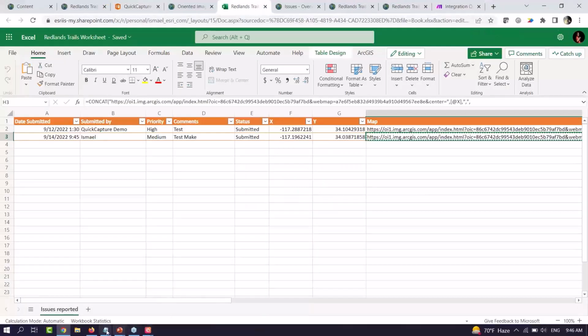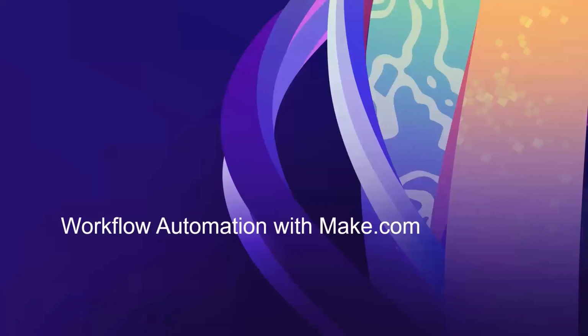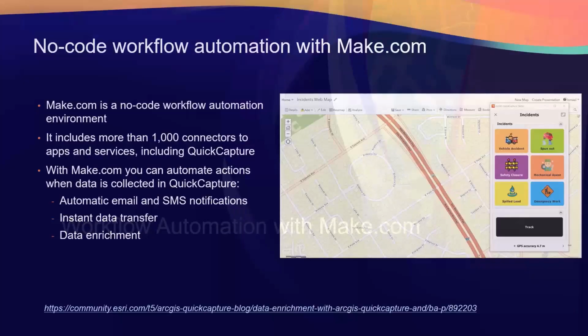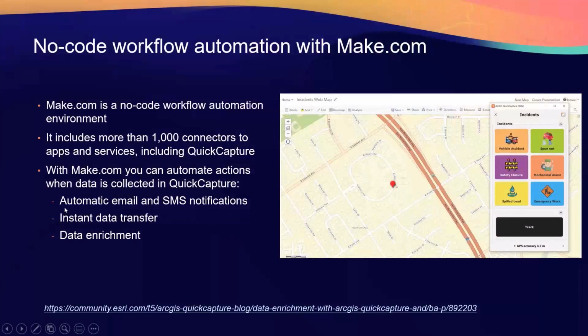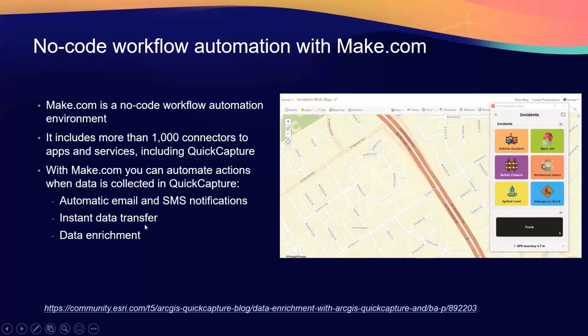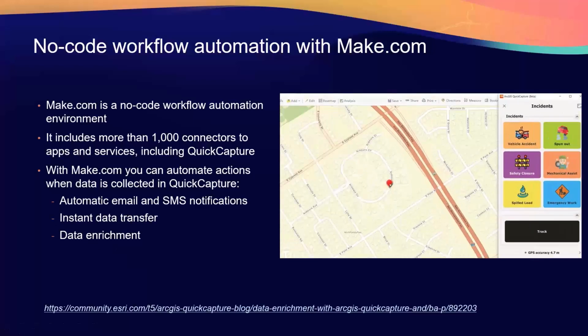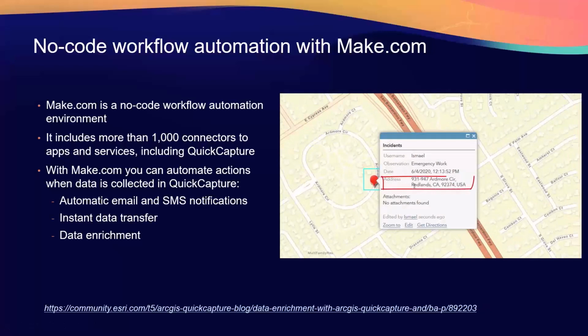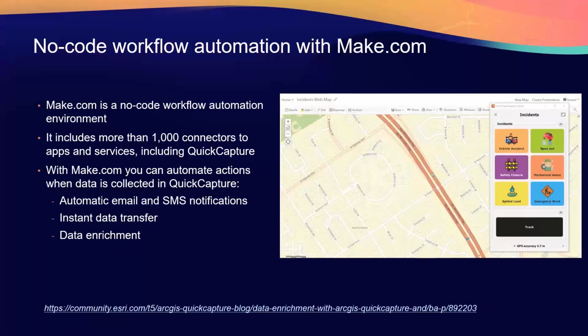So I mean, again, what you can do with Make is really up to you. Often I see people doing automatic notifications via SMS and email. Sometimes we do instant data transfer. This is what I did now. But also data enrichment is a big one, right? You can enrich the data collected by QuickCapture. For example, you may want to do a closest feature search and then associate the ID of an asset to the observation you just made, things like that. In this link, you can find more information about playing with Make.